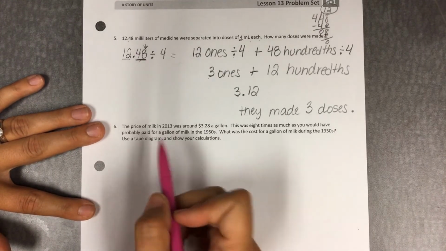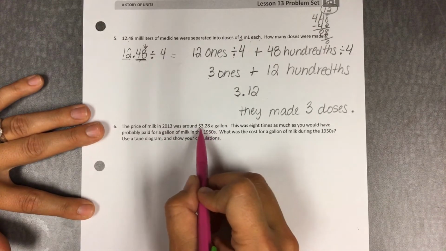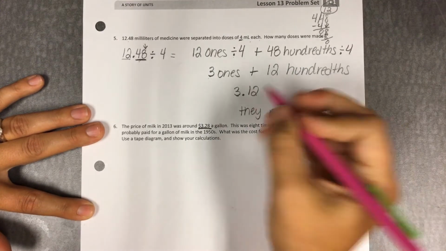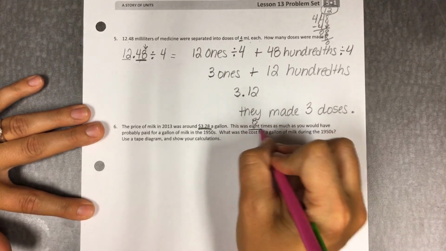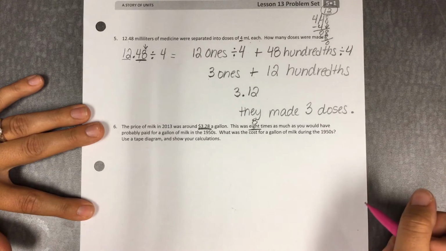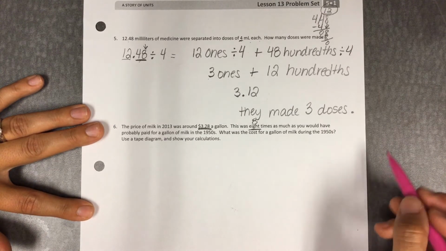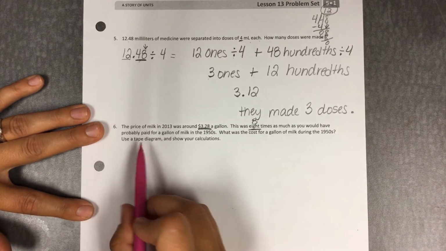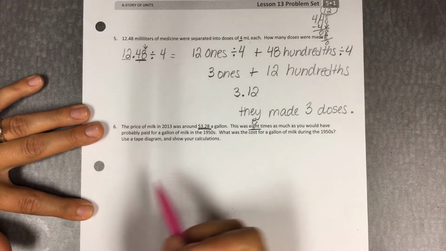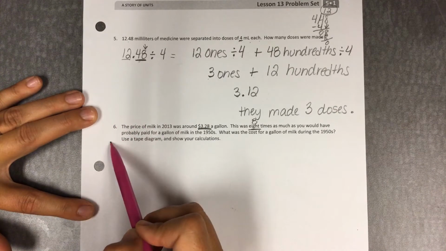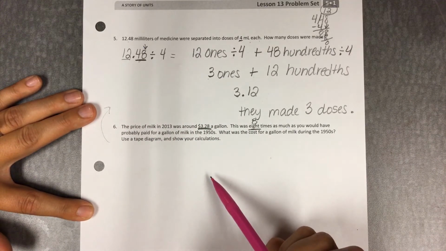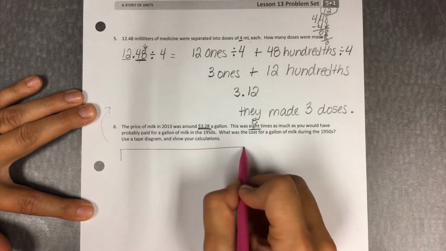All right, this next one says the price of milk in 2013 was around $3.28 a gallon. This is 8 times as much as you would have probably paid for a gallon of milk in the 1950s. So I want to know what the cost of a gallon of milk during the 1950s was. It says to use a tape diagram to show your calculations. I could use a tape diagram, or I could use this method right up here to figure out how much it's going to be. Okay, here's kind of how your tape diagram would look.